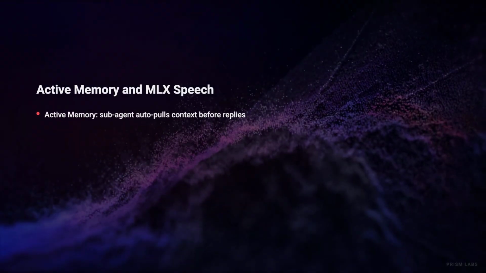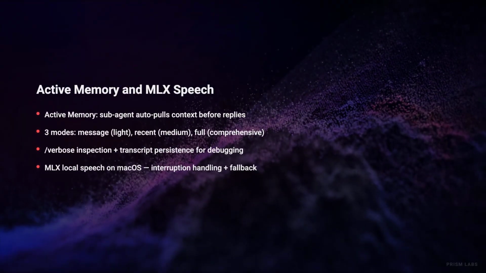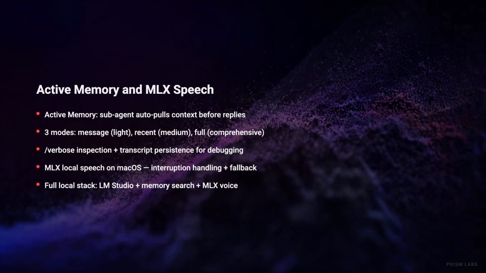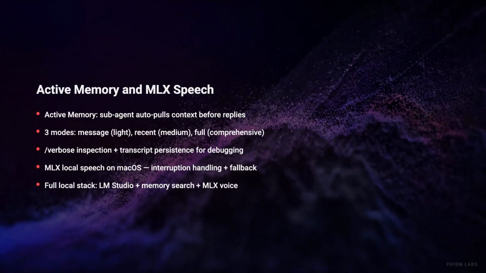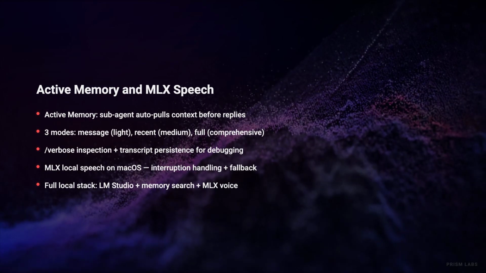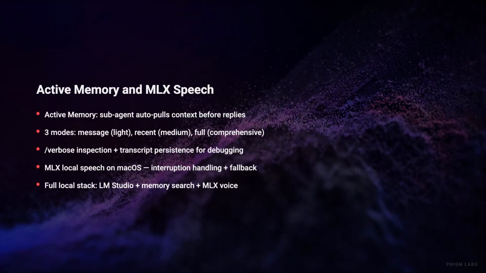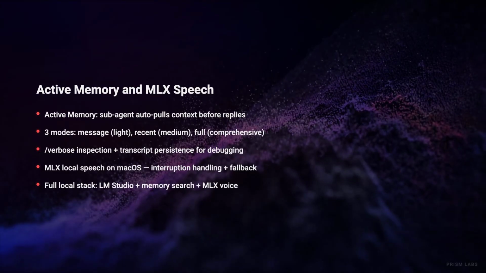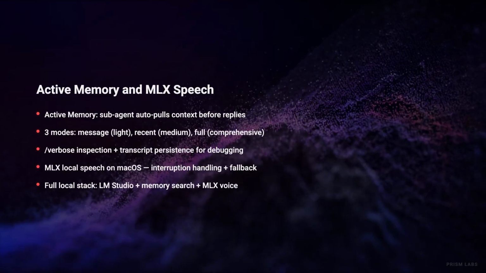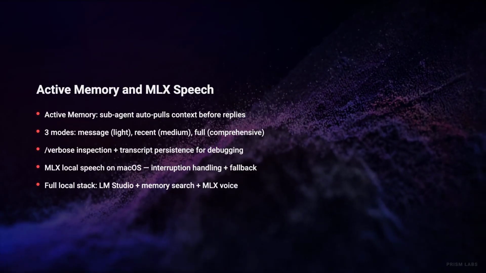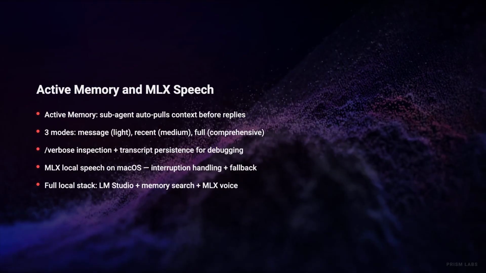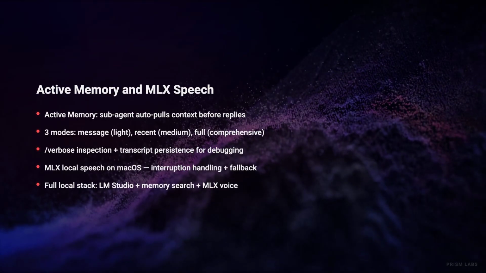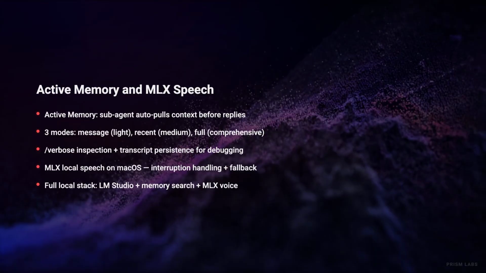The Active Memory plugin adds a dedicated memory sub-agent that runs before the main agent formulates its reply. It automatically retrieves relevant preferences, past context, and historical details without you needing to manually prompt for them. Three context modes: message for lightweight lookups, recent for medium context pulls, and full for comprehensive history retrieval, let you balance speed against depth. The verbose command shows exactly what active memory is pulling in real time, and transcript persistence enables debugging the memory sub-agent's decisions. This is opt-in. Enable it when you want proactive memory, disable it when you want fast, lean responses.